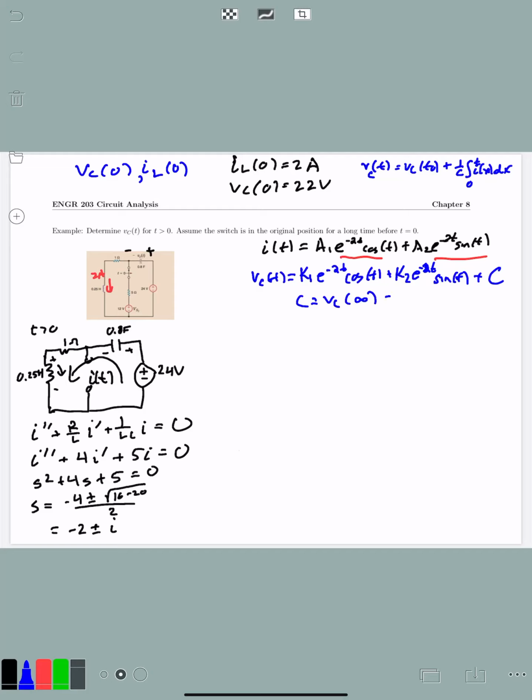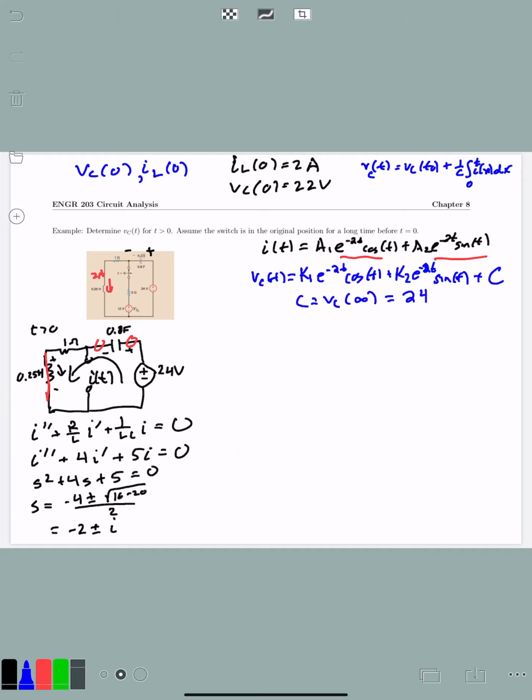So in this case, if you see what happens at infinity, these are going to open up, this is going to short, and at that point, since this is an open circuit, nothing's happening, no currents there, so you're going to have the full 24 volt drop across the capacitor, and so my VC infinity, my C value is going to be 24.